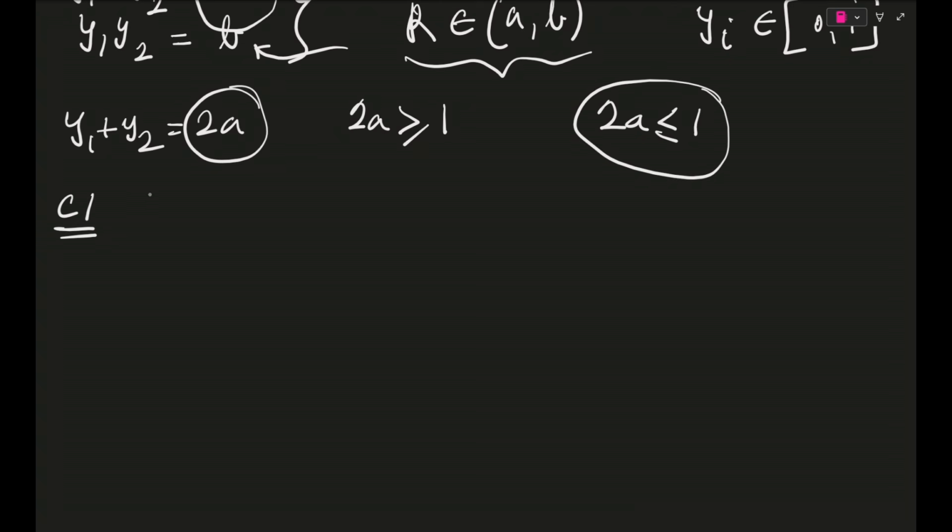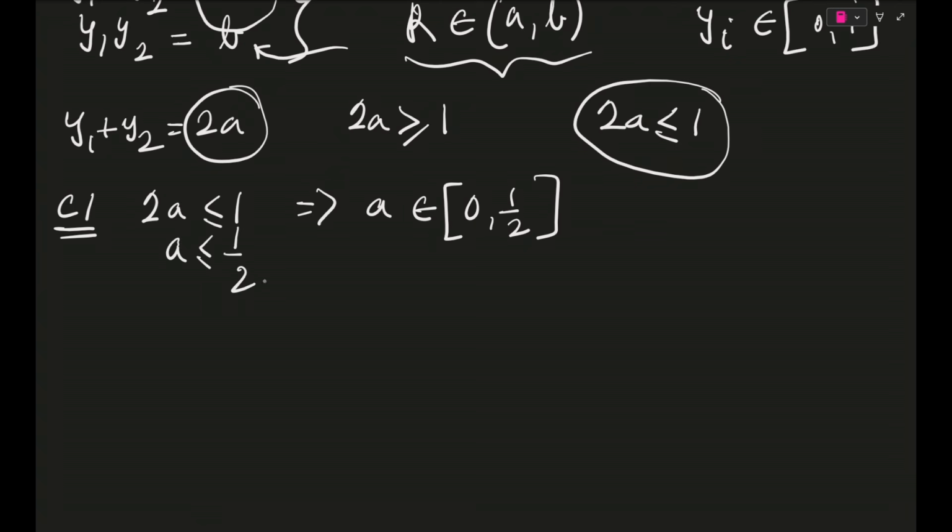Because I can put case number 1 here. 2a less than or equal to 1. This would imply actually a belonging to 0 to half. Okay. I hope you can understand, because here this would come out to be a less than or equal to half. And now you would take the common area of this with a belonging to 0 to 1.